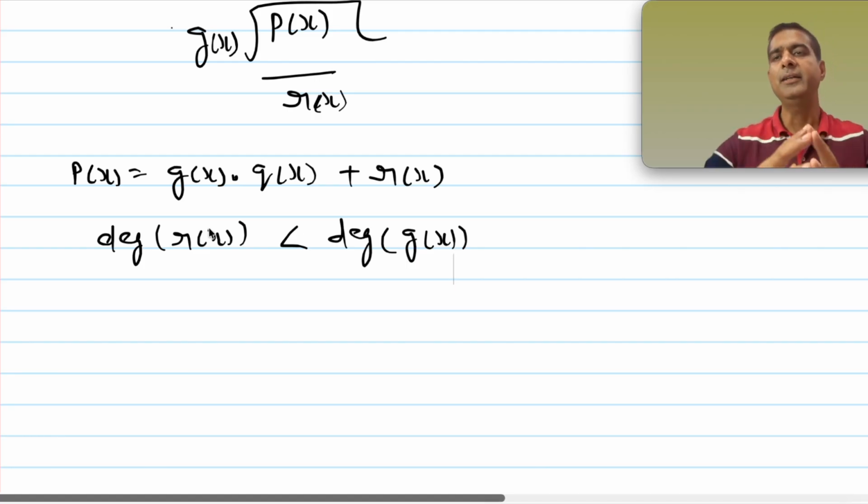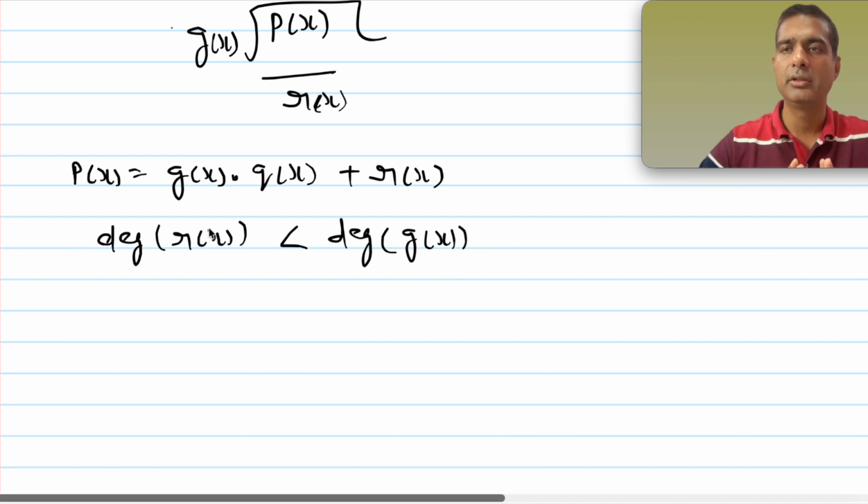Now, why should we know about division of polynomials? Because it helps a lot in the factorization of higher degree polynomials. Suppose there is a 4th degree polynomial or 5th degree polynomial and I have to factorize them.